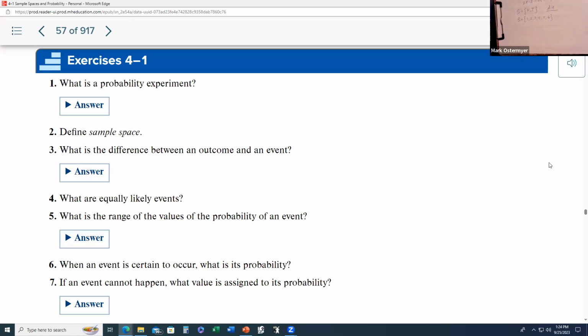But suppose I define event E, when I roll a die, to be that I roll an even face. Then that event could occur if I roll a 2, 4, or a 6. So there are more possible ways for an event to occur as opposed to an outcome to occur. All right, what are equally likely events? We say events are equally likely provided what?